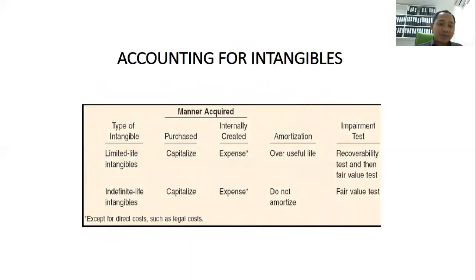Okay, so accounting for intangibles. To summarize here, for a limited life intangible, you need to capitalize it, again, if it is purchased. Internally created ones are expensed. Amortization, of course, is over the useful life. Impairment tests are usually done annually. Now for indefinite life intangibles, if purchased, they will be capitalized. Internally created, again, is an expense. Do not amortize. Then do a fair value test.